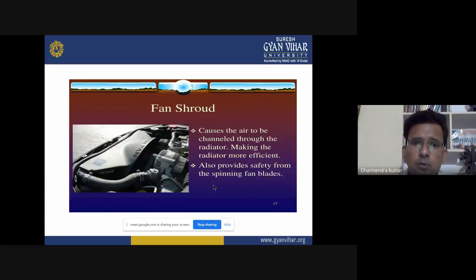Now the next component is a fan shroud. It causes the air to be channeled through the radiator, making the radiator more efficient. It also provides safety from the spinning fan blades.